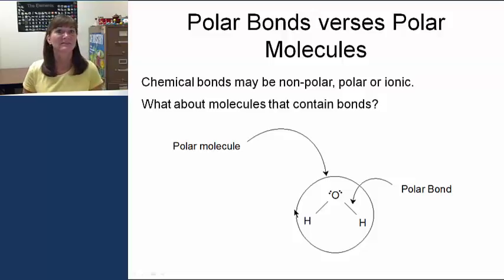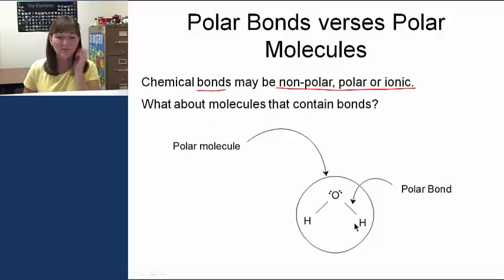Okay, now we're about to switch gears. We're about to move from talking about if the bonds are polar to if the molecule is polar. So chemical bonds may be nonpolar, polar, or ionic. We just talked about that. So this is the bonds, and you can get either a nonpolar covalent, polar covalent, or ionic. But what about the molecule that contains those bonds?